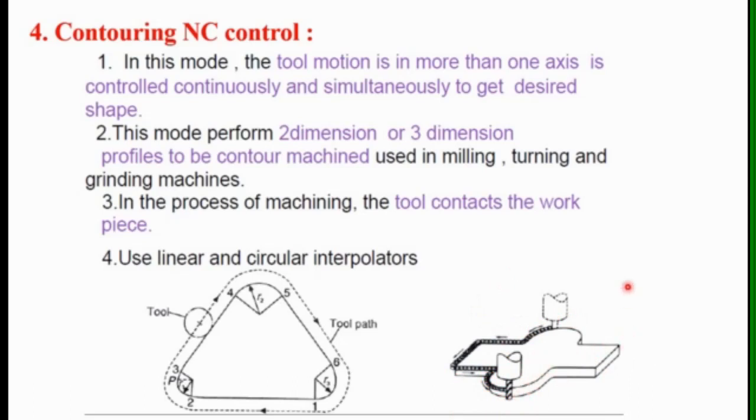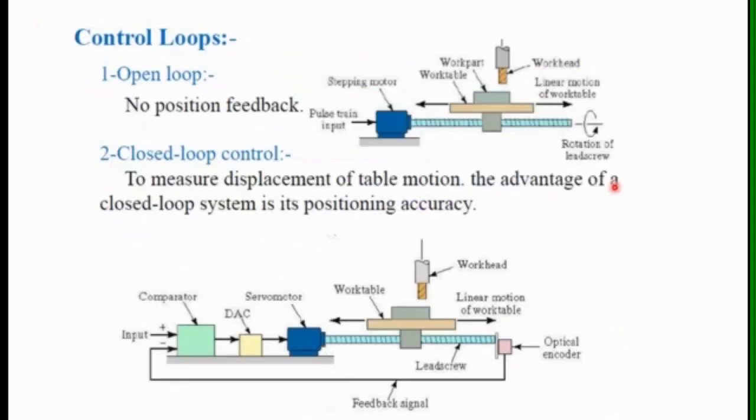Also, in order to machine a curved path in a numerical control contouring system, the direction of the feed rate must be continuously changed so as to follow this path. This direction should be continuously changed so as to follow the required path. So, circular path or linear path, it should follow this path. This is the contouring of NC control.